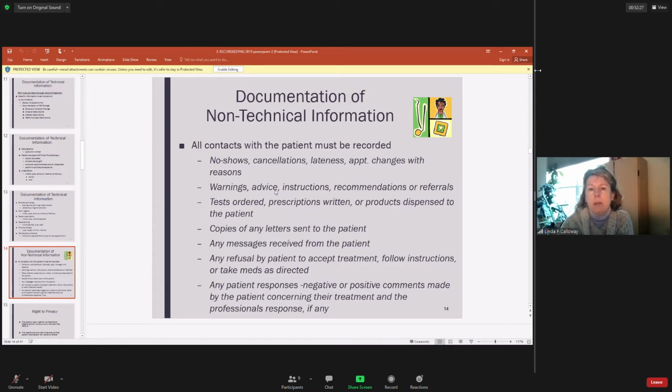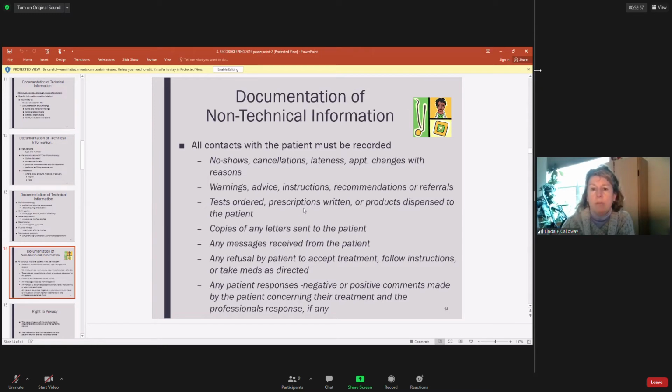Warnings, advice, instructions, recommendations, referrals. If you tell a patient, I'm seeing a lot of bleeding and puffy 5mm pockets, these are typically signs that you're susceptible to bone loss. I'm not seeing it radiographically yet, but it appears that you are prone to bone loss at this time. That must be documented.